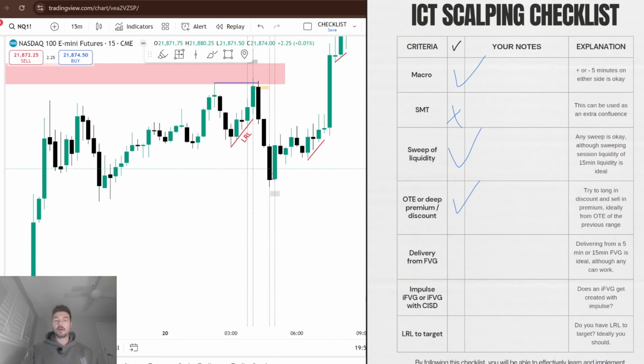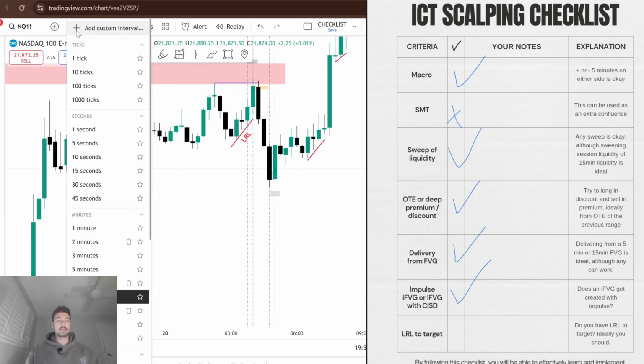So we're ticking things off, right? Do we have impulse inversion or inverse with a change in the state? Yes, we do. And do we have low resistance to target? Let's just double check here.